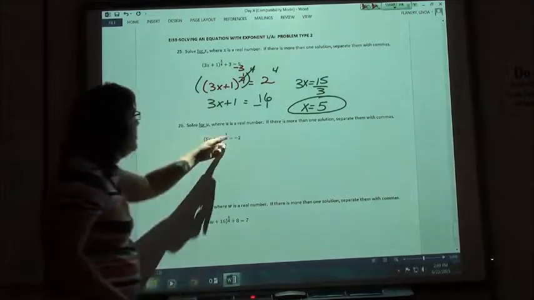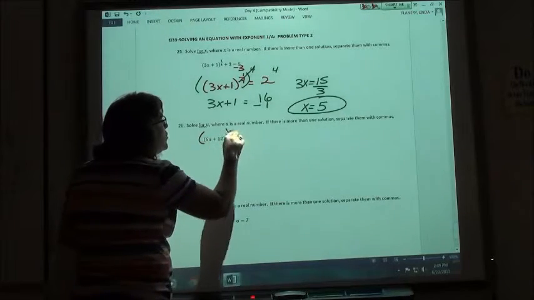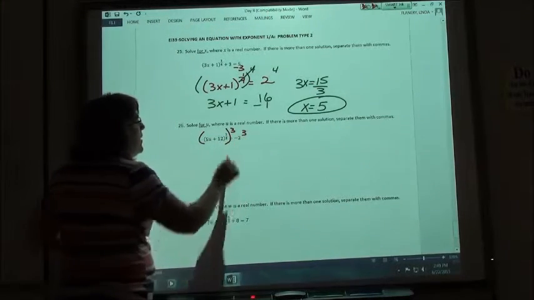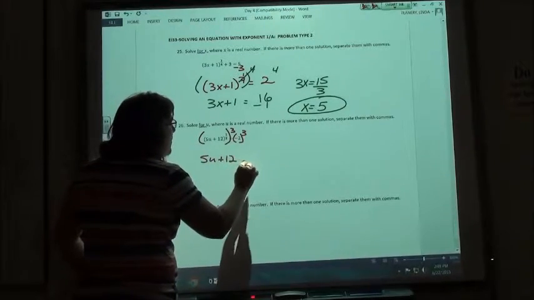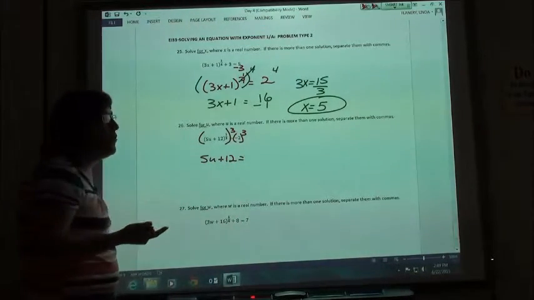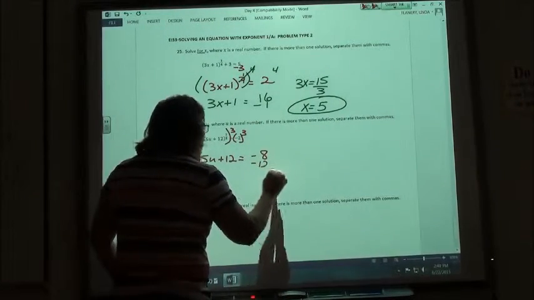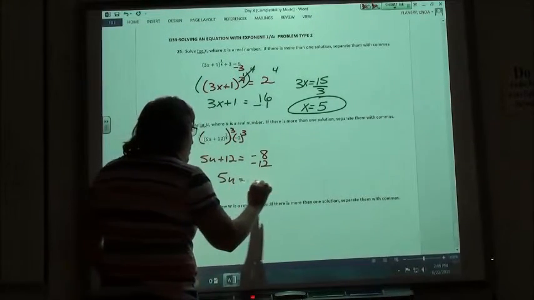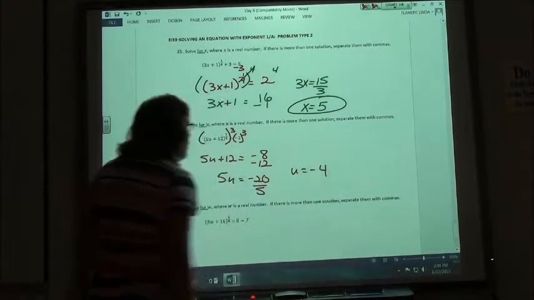Same kind of thing here. This is already by itself. I'm going to take each side to the 3rd power. And so in this case, I'm going to get 5u plus 12 equals negative 2 to the 3rd, which would be negative 8. I have to subtract my 12. So 5u equals negative 20 and divide, u equals negative 4.